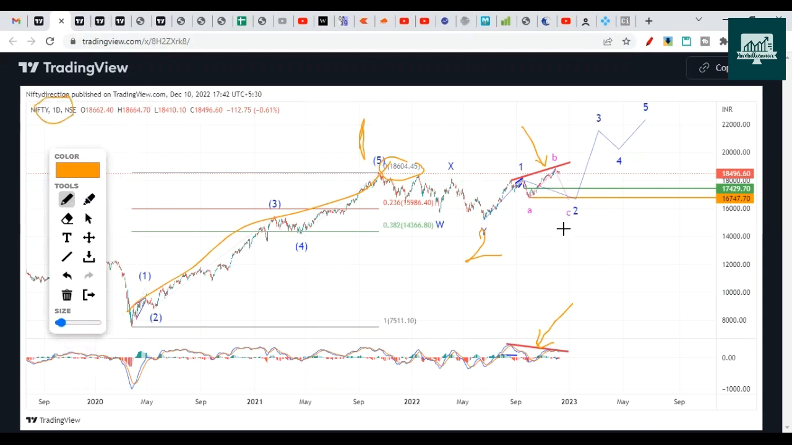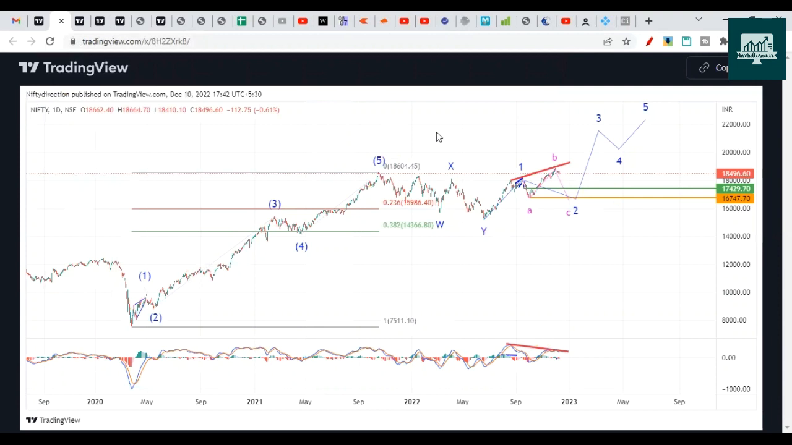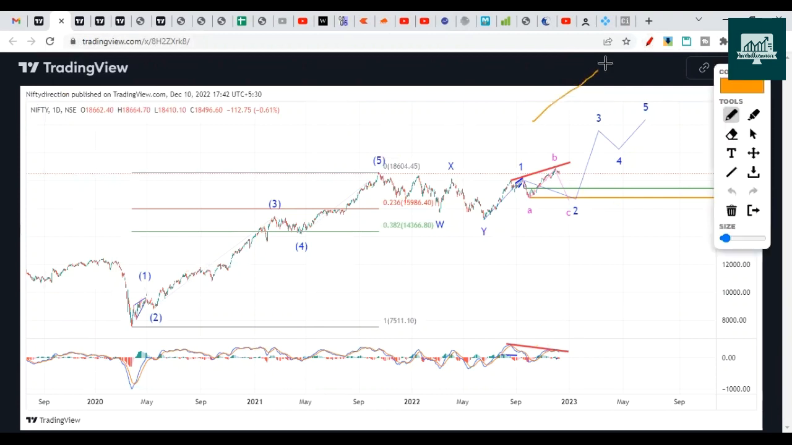So there is a probability that we are forming 1, 2 here, then 3, 4, 5, and we are heading higher. We discussed long-term targets. You can watch that video; the link will pop up above. We discussed it around Diwali or so. We discussed how much we are going to go up if we break 18,600, right? You can watch that video.